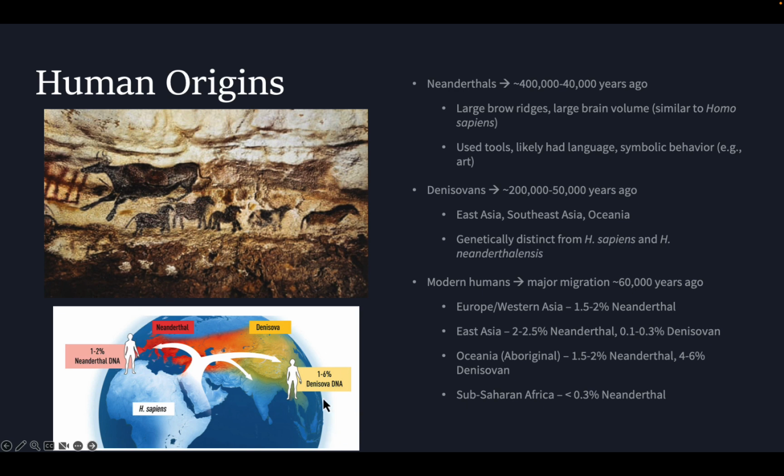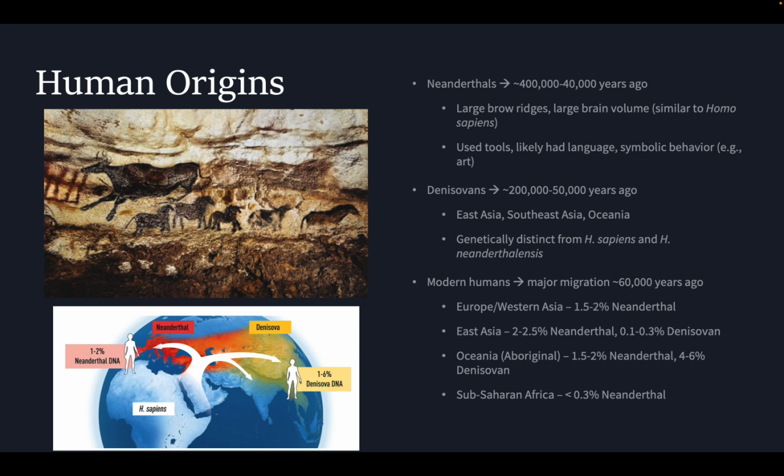Individuals that resulted from these interbreedings have a little more Neanderthal or a little bit more Denisovan, a little less Homo sapien. And I thought that was just a really cool thing to think about, that there was this hybridization of species going on. So, we can look at this through the DNA. This is how we get this information.